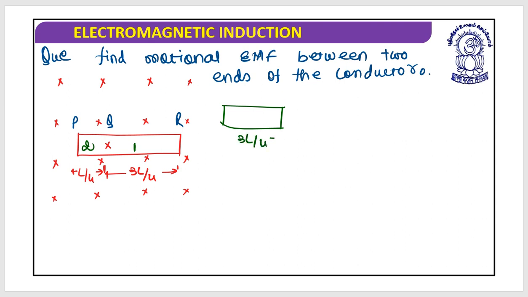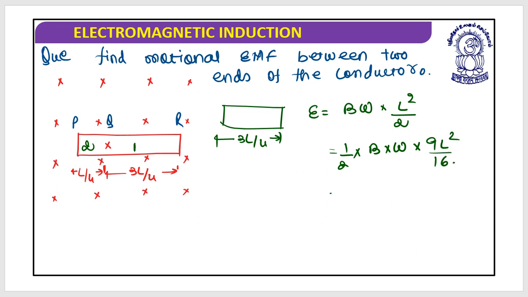This length is 3L by 4. This E equals B omega L square by 2. This is the master formula. It's 1 by 2 into B into omega into (3L by 4) whole square. So this is 9L square by 16. This is 9 by 32 B omega L square. And as this is moving in this direction, it will be something like this. So this is from Q to R. This is 9 by 32 B omega L square.